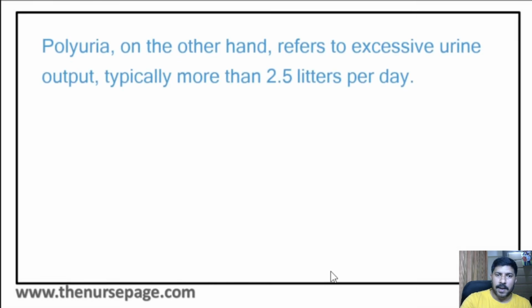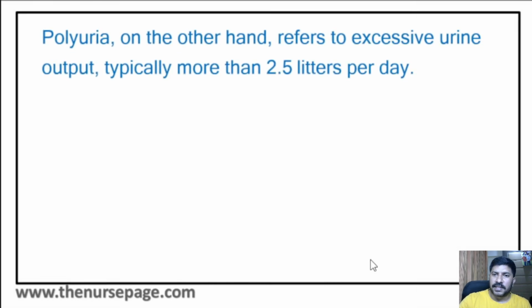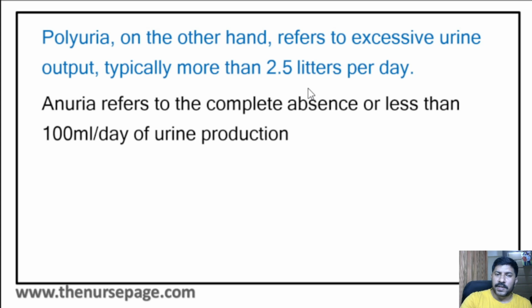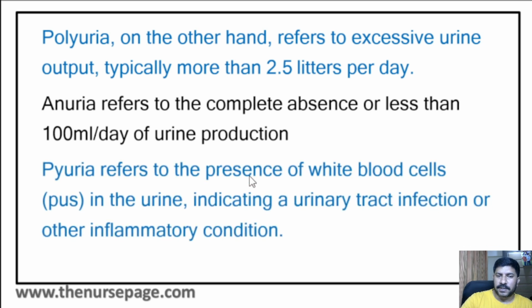At the same time, polyuria refers to excessive urine output, typically more than 2.5 liters per day. Anuria is a complete absence or less than 100 ml per day of urine production. That is anuria. Pyuria refers to the presence of white blood cells or pus in the urine. It indicates urinary tract infection or other inflammatory condition.